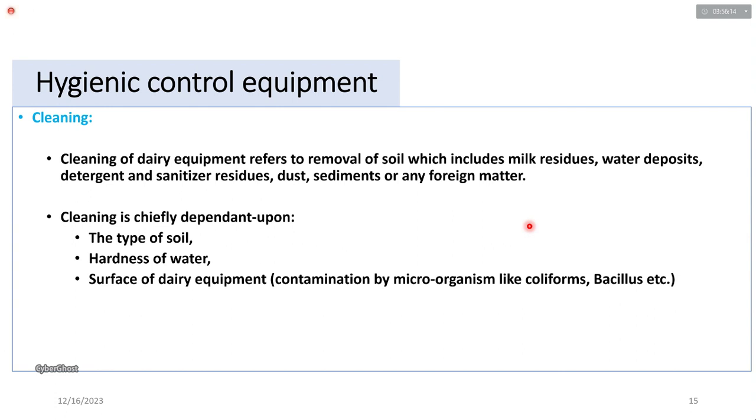Right? Otherwise milk will be contaminated with microorganisms and with other hazardous compounds, and it will lead to a threat to human health at the end of the day. Right?